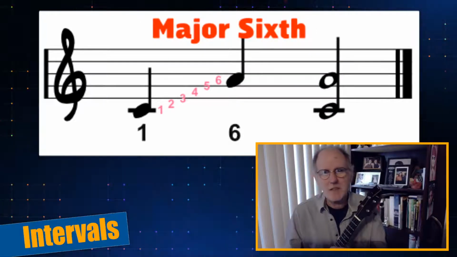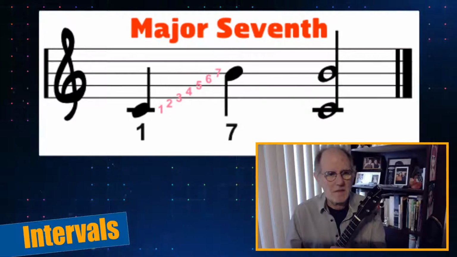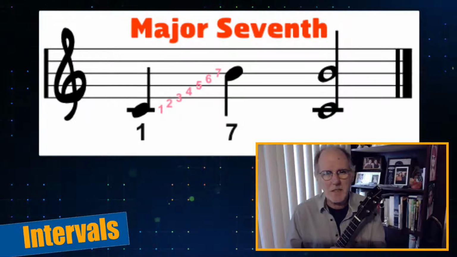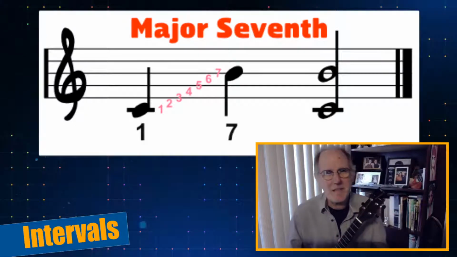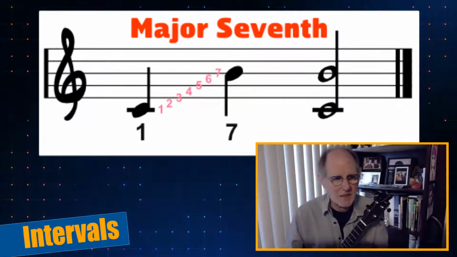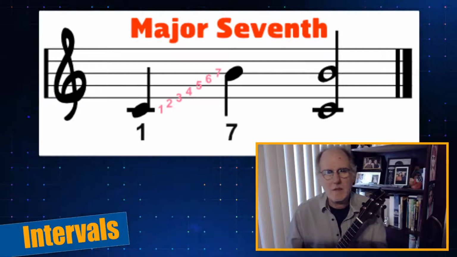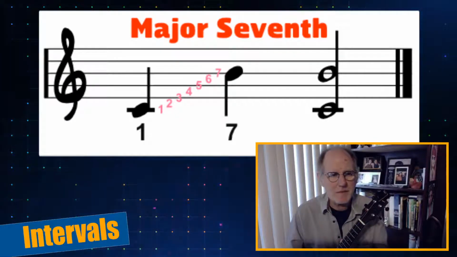A major sixth becomes a minor third. A major seventh becomes a minor second. You might be thinking I'm pretty smart, but a major seventh becomes a minor second. An octave stays an octave.